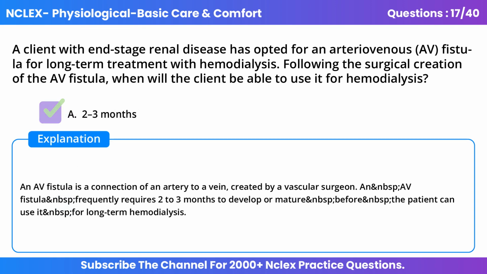An AV fistula is a connection of an artery to a vein, created by a vascular surgeon. An AV fistula frequently requires 2 to 3 months to develop or mature before the patient can use it for long-term hemodialysis.